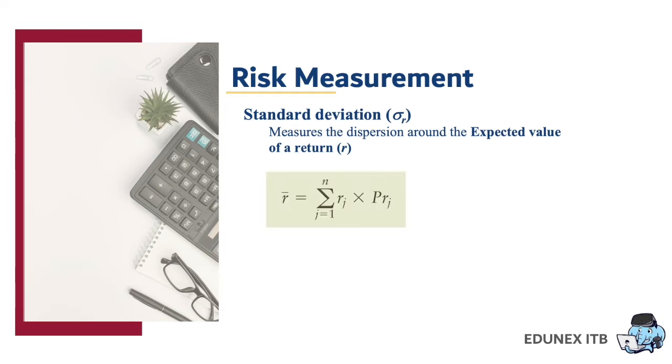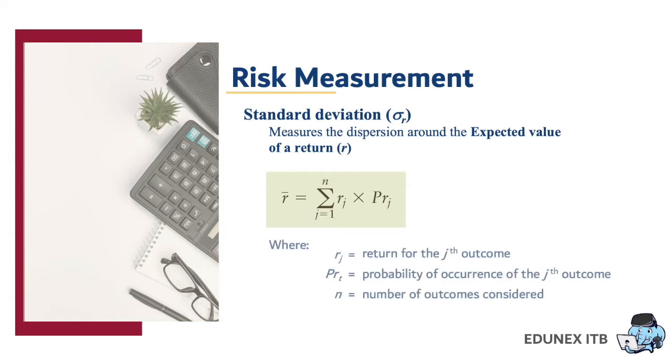Expected value of a return itself is the average return that an investment is expected to produce over time. You can calculate it by multiplying an asset's outcome with its probability and adding it all up.